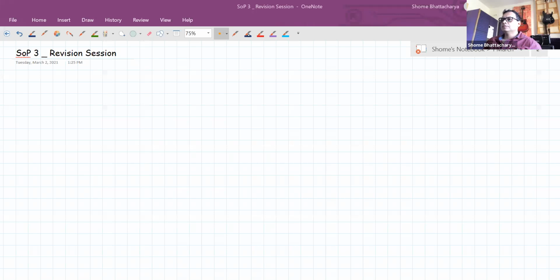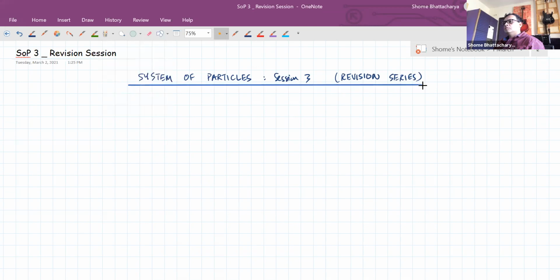We'll be continuing ahead with the topic of system of particles, center of mass, and applications of conservation of linear momentum. This is session number 3 of this particular topic. So, let's move right ahead. In the previous session, we discussed the impulse momentum theorem for a system of particles.